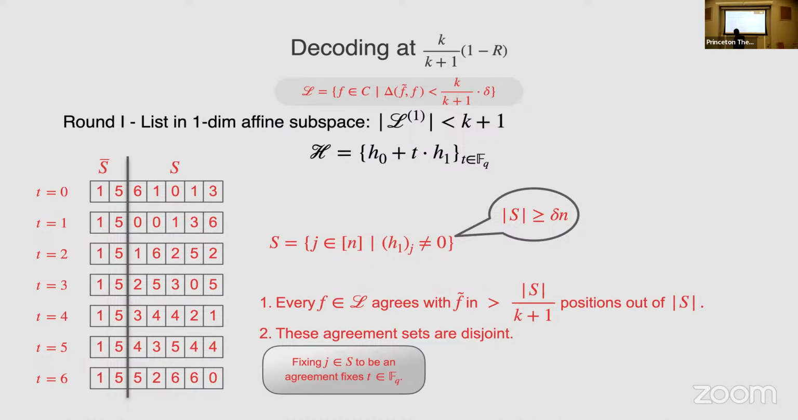So f tilde is the received word. It's the corrupted word. That is always fixed. So f tilde here should be seen as the corrupted word. And then there could be two different candidates, f1 and f2. For those two, these agreement sets are going to be disjoint. So the agreement is always seen with respect to a fixed f tilde. In fact, this subspace has already come with a fixed f tilde in mind.